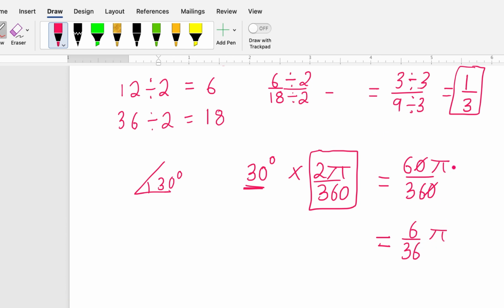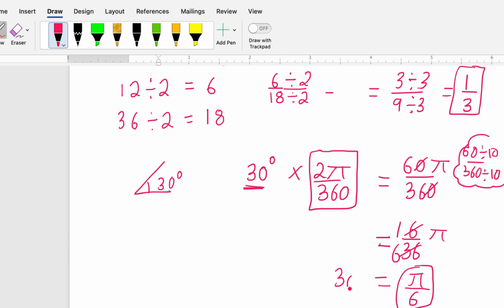Just like how I did over here. Our middle step is going to be 60 divided by 10 and 360 divided by 10. Okay, so that's our middle step. We still have pi. We also know 6 and 36 go into each other 6 times. So again, divide both of them by 6. 6 times 1 is 6. 6 times 6 is 36. 1 times pi is pi over 6. So 30 degrees is equivalent to pi over 6 in terms of radians.